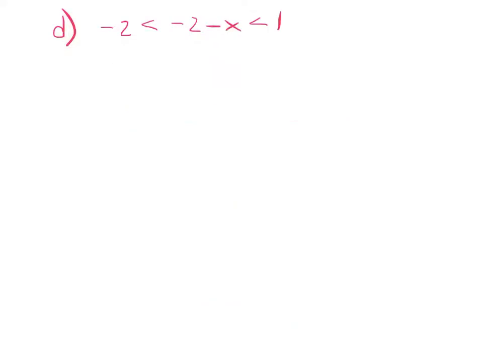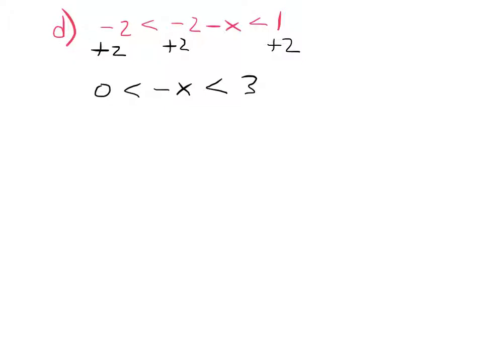Now this is another example of an AND graph, but there's a little bit of a trick to it in one of the steps. Now I'm going to solve it like I would normally. I'm going to add 2, because that's a negative 2, to all three of these areas, and I get 0 is less than negative x, don't forget that negative, which is less than 3.